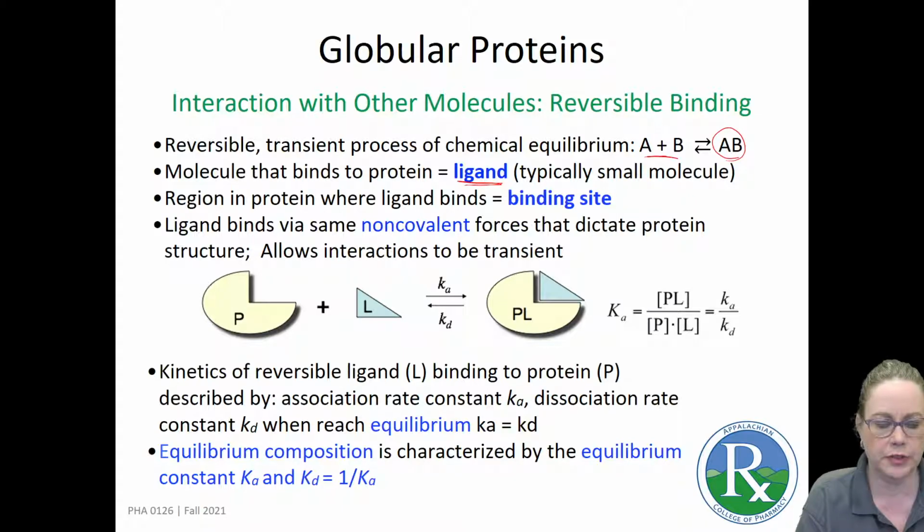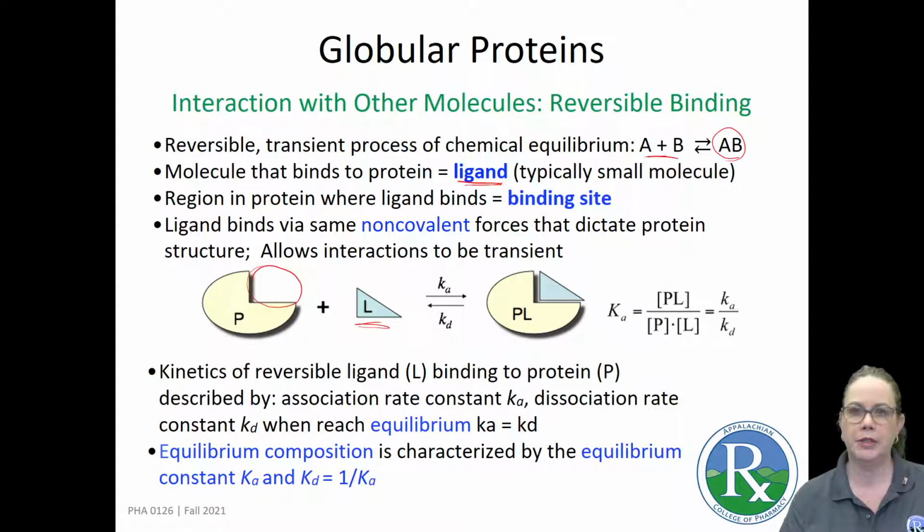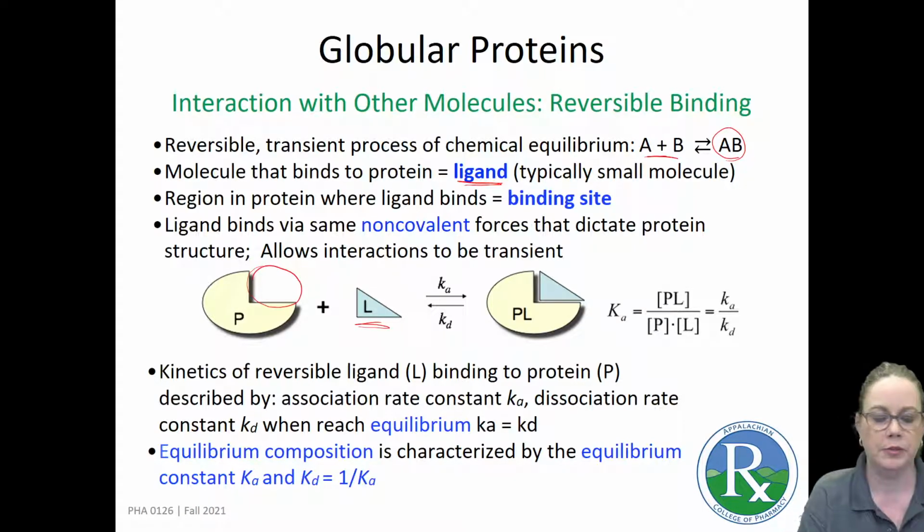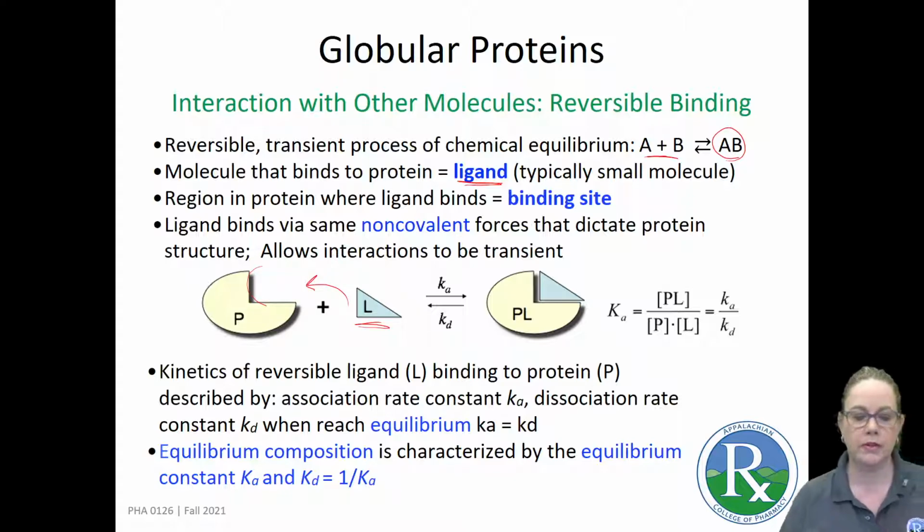So if we look at our example below, our ligand is this blue triangle. On our protein, we have this spot, which is our binding site, which is complementary to the ligand. That's where our ligand will be bound to the protein. This is going to be through non-covalent interactions largely. So your hydrogen bonding interactions, ionic interactions, van der Waals interactions, to have this complex. And this is going to allow the interaction to be transient and reversible.